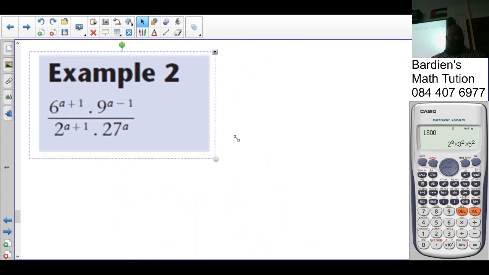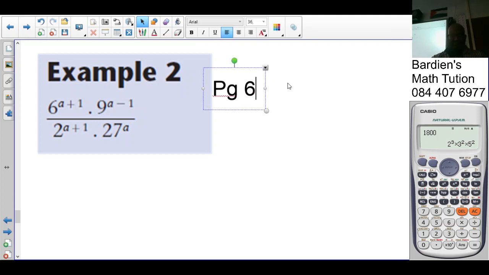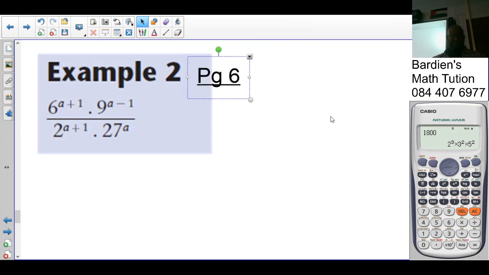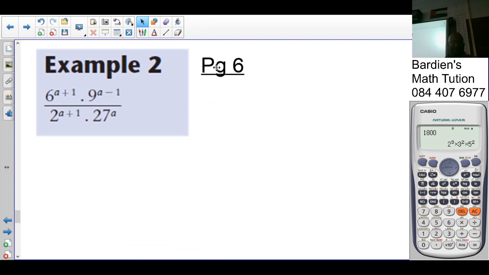Right, example 2. On which page is this? Page 6, example 2. Okay, so this sum we're going to do together. You guys are going to write down the sum first. Then you do the first step. What is the first step? Well, we wrote it down now. What was the first step? Write the bases as products of prime factors. So now do it.